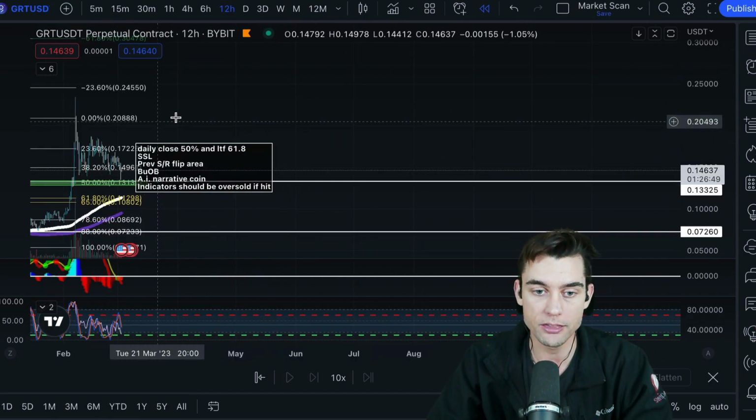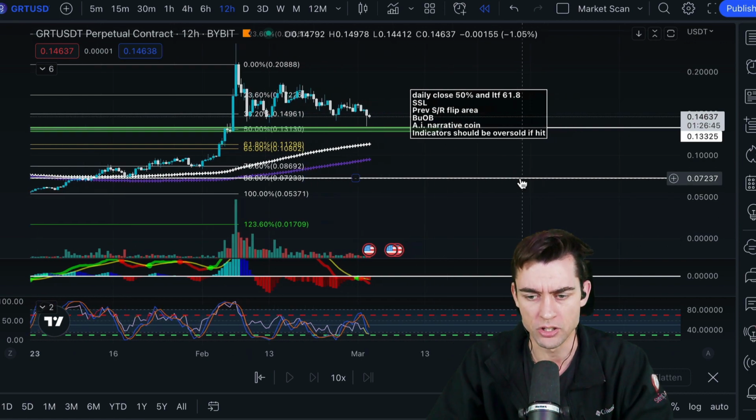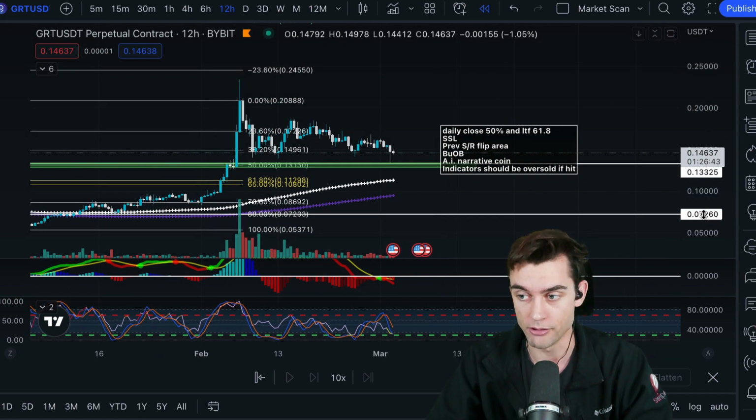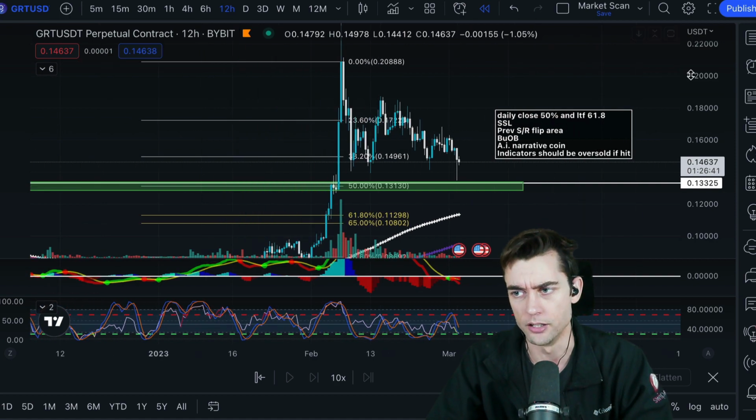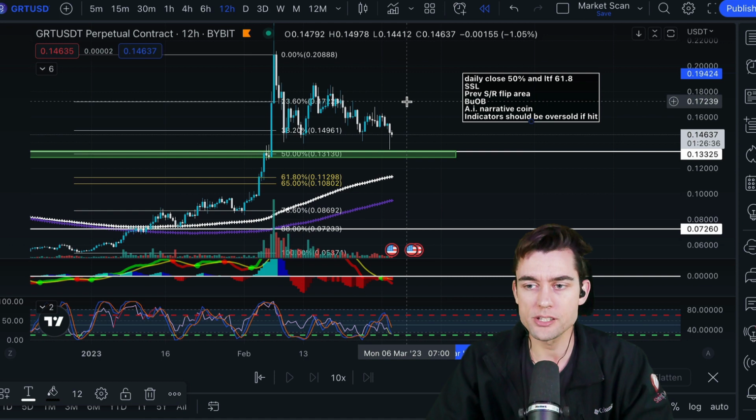Sometimes you don't get that, especially in bull runs. You won't be able to get that because things just go too crazy in bull runs. But we're in a bear market still, so you can look for sell side liquidity.